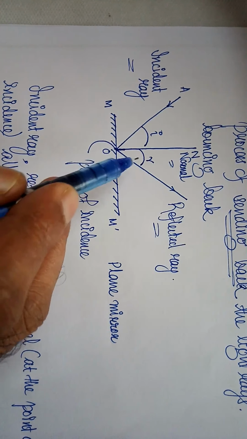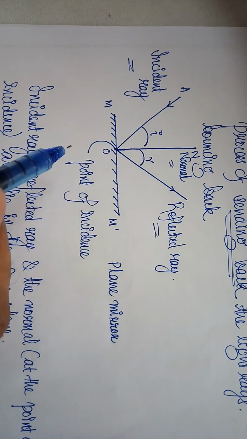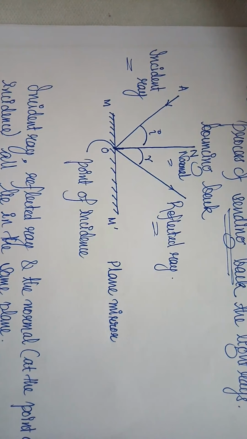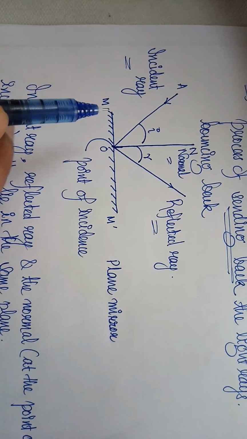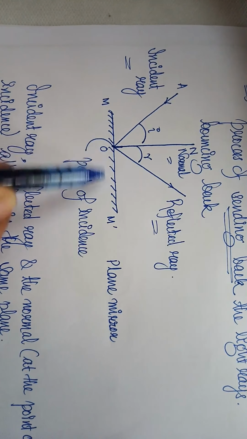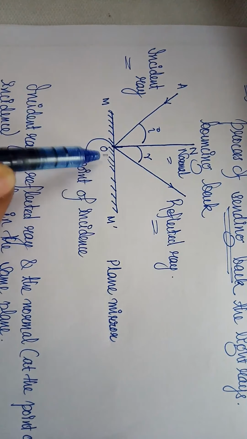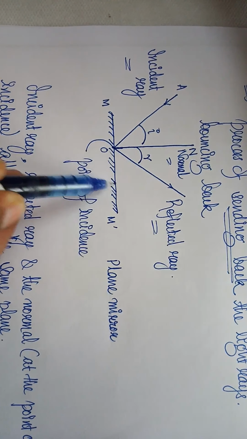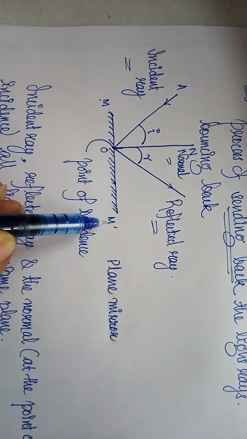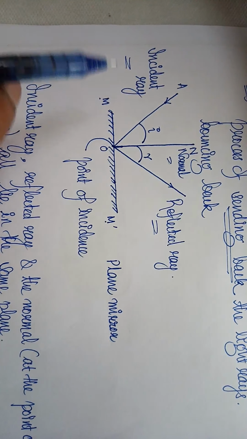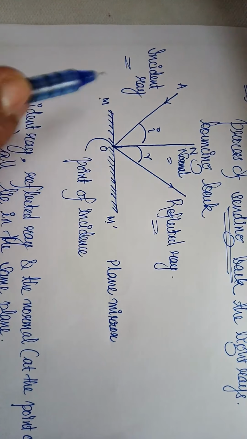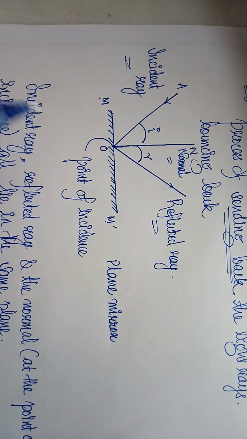Angle of incidence, angle of reflection. In this picture, we can say this is a mirror, the grounded one. This is a mirror and its name is M dash. The ray of light that falls on the mirror surface is called the incident ray.